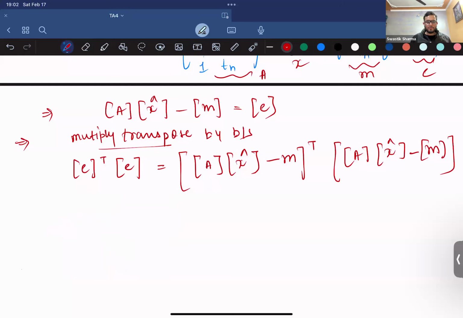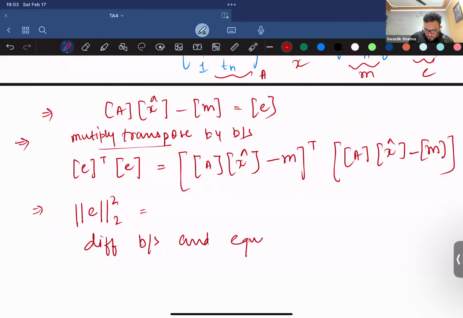We multiply it with the transpose on both sides, and what we have is an error square. This is generally denoted in this form, which is called the L2 norm, and this is the residual of the parameter. So what you want to do is least square them, right? So you differentiate both sides and equate to 0.